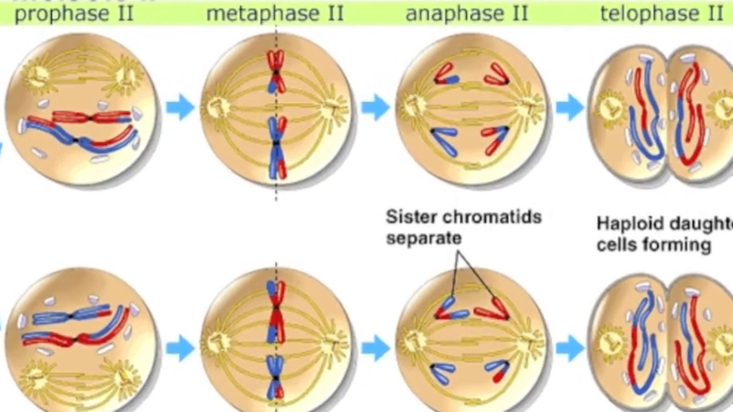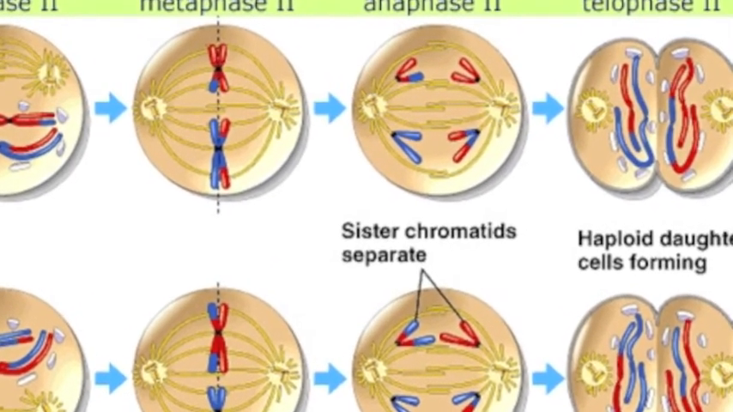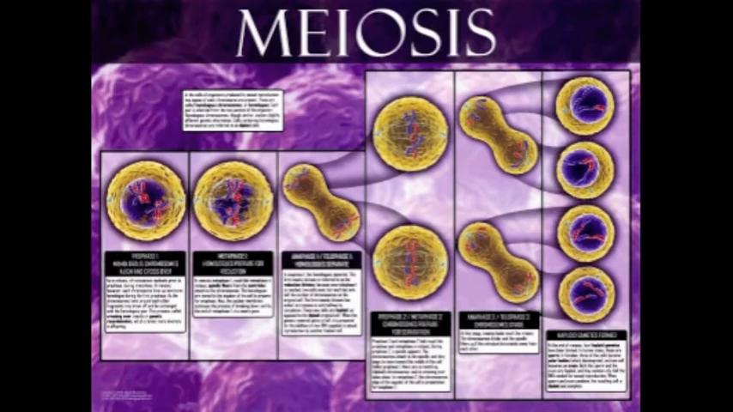Chromosomes decondense, and separation of the cytoplasm occurs during cytokinesis 2. By the end of this process, there would be 4 daughter cells, each with a haploid set of chromosomes, all genetically different from each other. The importance of this process is that without meiosis, there would be no more genetic variability between parents and offspring, and there would be no evolution between generations.